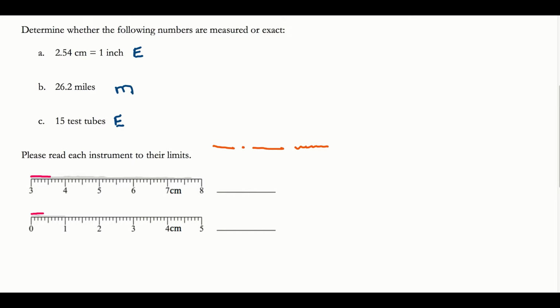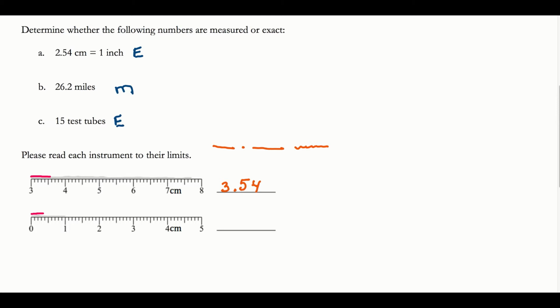So looking at this pink measurement right here, I am certain that it's going to be 3 centimeters, because it's past the 3 point. Now notice this pink line goes right past this notch right here. And remember that notch, it would be 3.1, 3.2, 3.3, 3.4, 3.5. So I'm certain it's going to be 3.5 something because it's between the 5 notch and the 6 notch. Now, this last digit is what you get to estimate. It can be whatever you want it to be. So I'm going to say it looks about 4, so 3.54.